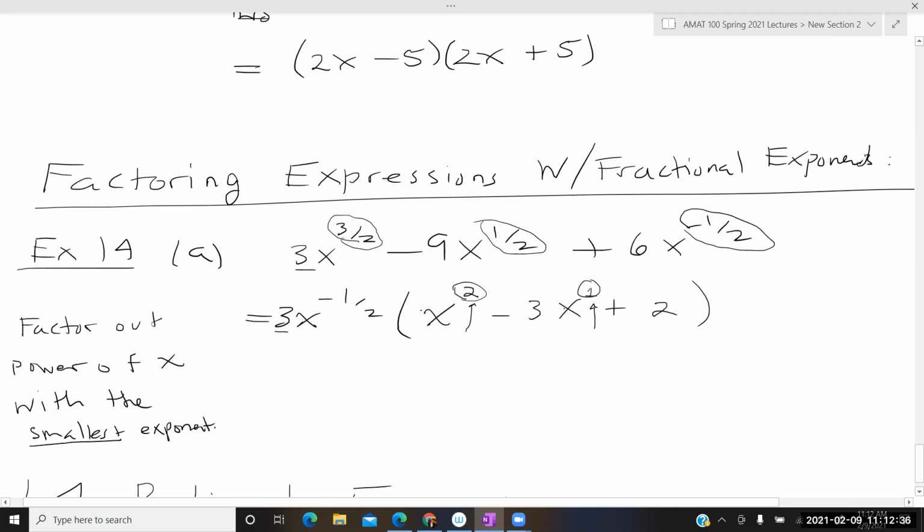And if you distribute the x to the negative 1/2 over here, you add exponents. So when you do 1 minus 1/2, you get the 1/2 here. And you don't have anything here because you factored out that x to the 1/2. So you've got to factor out the smallest power first, and then ask yourself that question: what exponent do I need to put on these x terms, such that when I distribute this back through, I get these exponents?